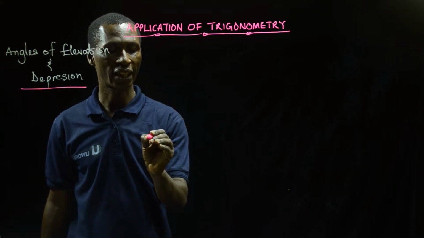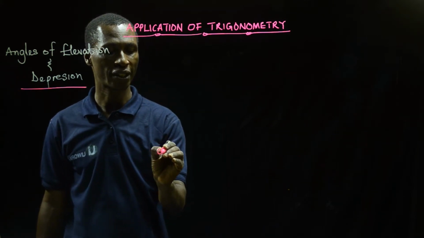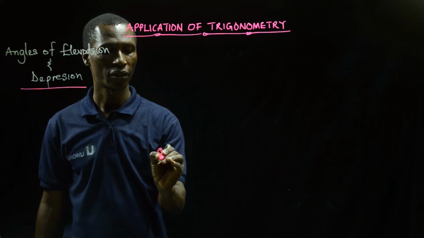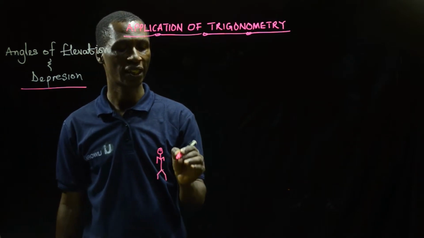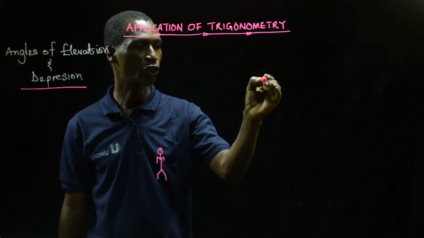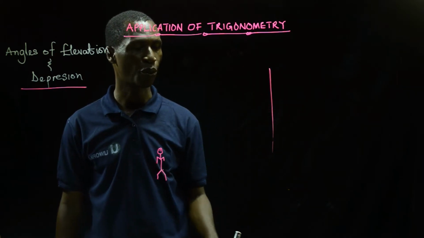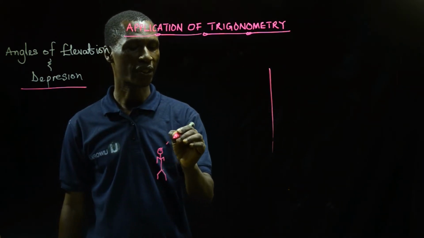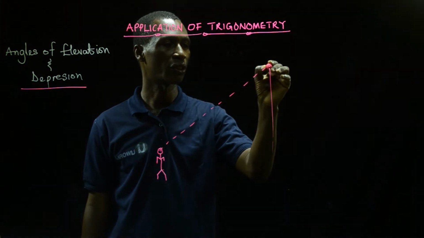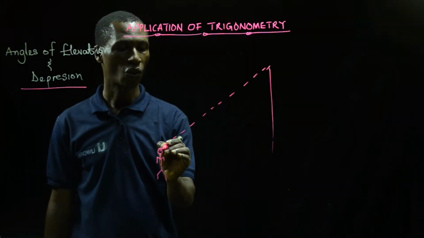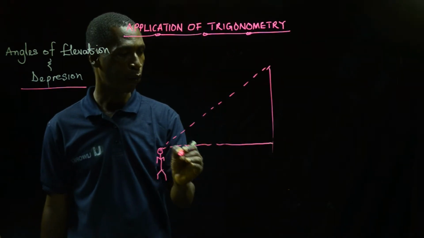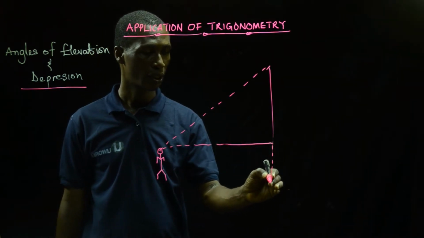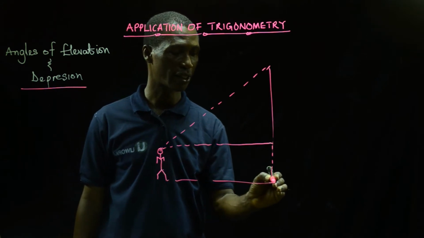Probably Kofi is standing at this point. Kofi is standing here. This is Kofi. We try to see the top of a tree. This is a tree standing at this point. Kofi is able to see the top of the tree. This is the top of the tree. So, where he is standing away, according to his height. Okay, good. Let's see something like this.